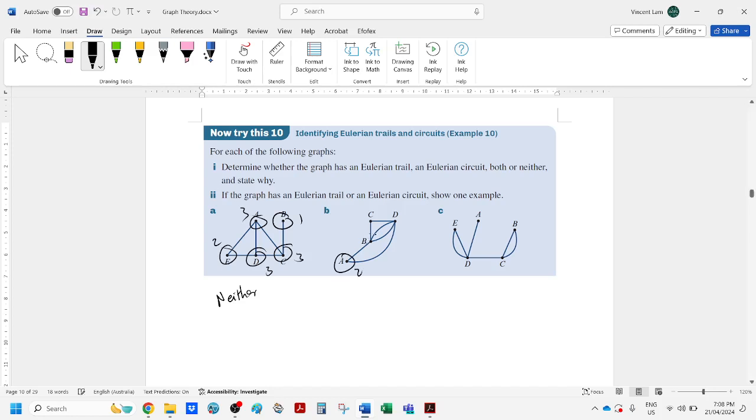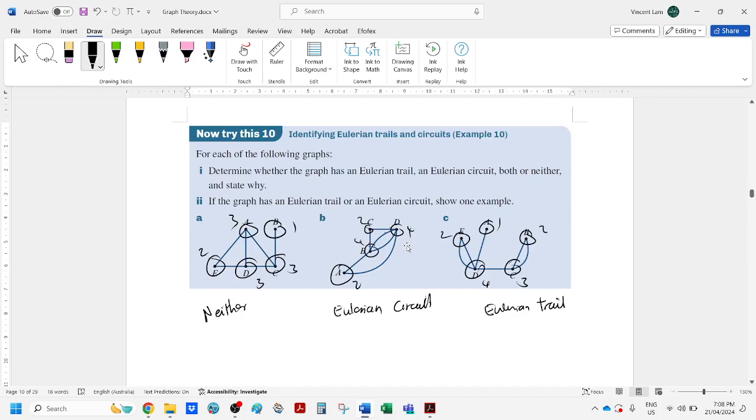That's 2, 1, 2, 3, 4. That's 4. This is 2, 1, 2, 3, 4, 4. So this one will have an Eulerian circuit because all degrees are even. And this one is 2, 1, 1, 2, 3, 4, 1, 2, 3, and 2. So this one will have the Eulerian trail because it's got 2 odd degrees. Okay. All right. And that's it. Thank you very much.